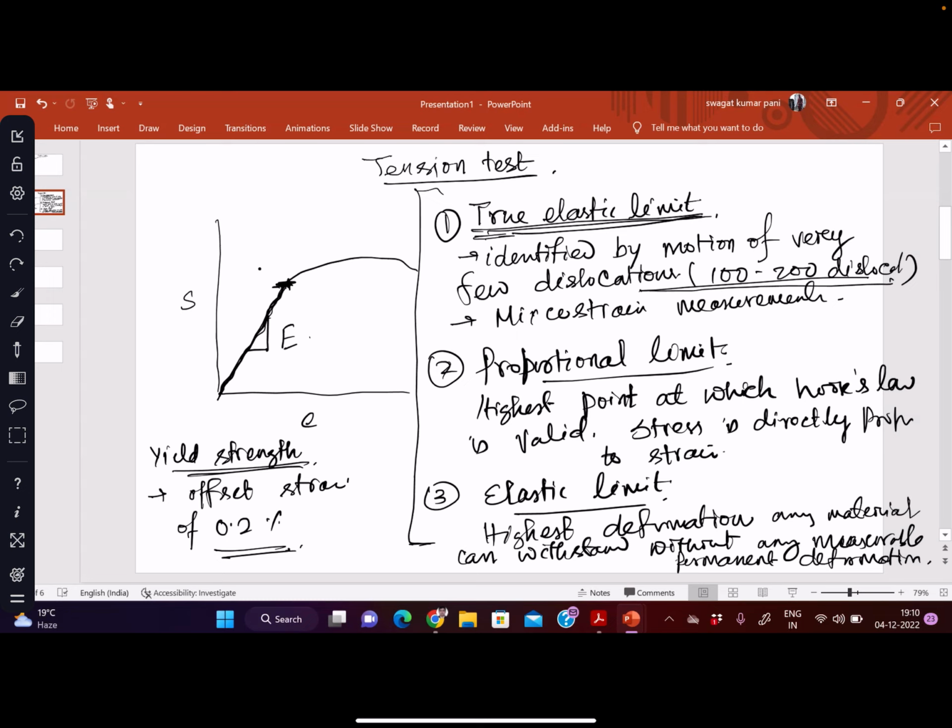Sir, out of these three limits, what would be that particular point where if I release the load completely, my material will come back to its initial state? That is this point, proportional limit. Because in elastic limit there is some permanent plastic deformation that we can't measure, but it is exactly the point at which stress is directly proportional to strain. So this is the highest point in the straight line. So if we release the load, this will exactly come to its original dimensions. Okay. Yes, sir.